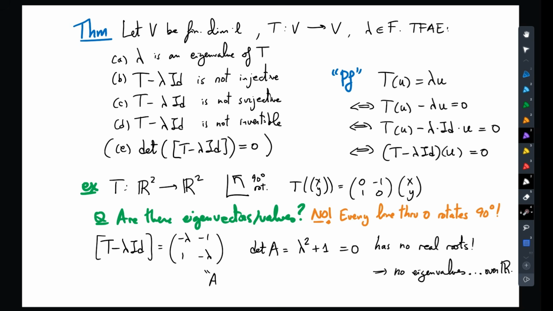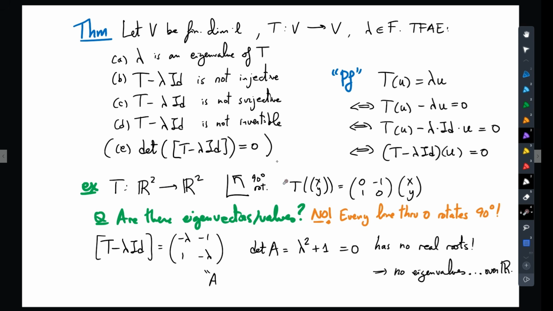eigenvectors and eigenvalues. How? Well, let's try to find if there are any eigenvectors or eigenvalues for the 90-degree rotation, just to see if there is something we can do to put the matrix for this map in a better basis. You can see already that any line is being rotated, so there is no one-dimensional subspace that is actually invariant under this transformation. So this is not going to work out over R2.